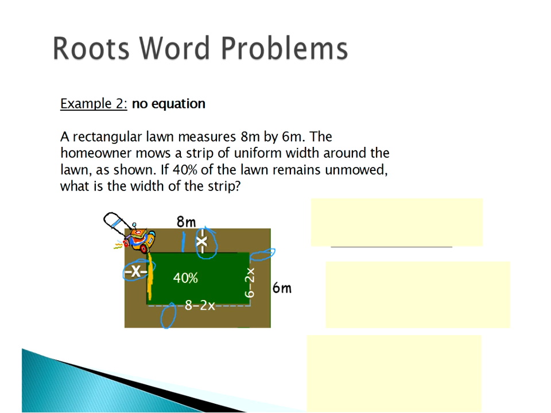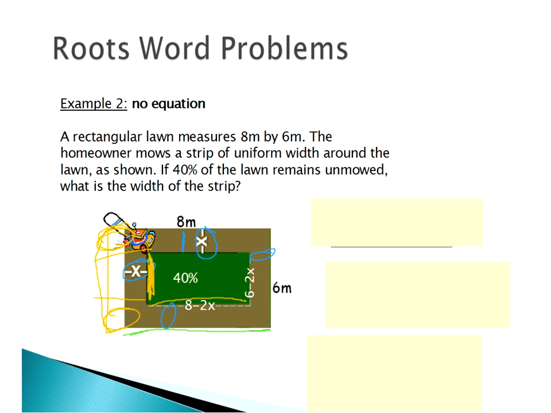This right here is going to be 6 minus 2x, because here's 6. Then we're going to take away an x, another x, and this is what's left over right in here. And then this is 8 minus 2x, because this was 8, and we came in an x on this side and an x on this side. So that's how we get the dimensions of that new rectangle.